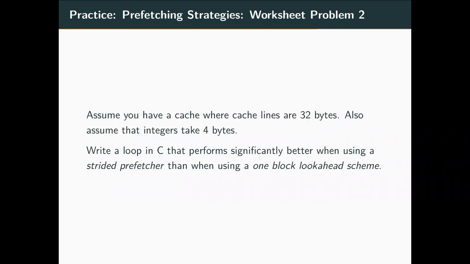Okay, so here's a second question. This one's even more open-ended. Let's just say that we have a cache with cache lines that are 32 bytes. We can assume that integers take 4 bytes. The task is to write a loop in C that will perform significantly better.